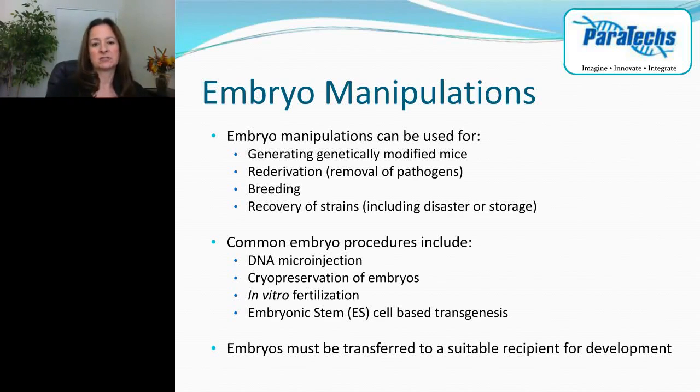Embryo manipulations in mice are used for generating genetically modified mice. They're used for rederivation, or removal of pathogens from mice, for breeding purposes, and also for recovery of strains, including after disasters, or for storage purposes. Some common embryo procedures include DNA microinjection, cryopreservation of embryos, in vitro fertilization, and also embryonic stem cell-based transgenesis. Regardless of the techniques that are used, embryos must be transferred to a suitable recipient for development.